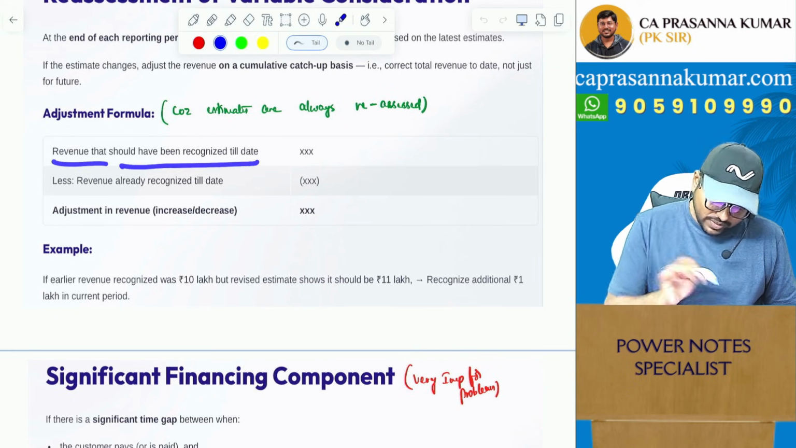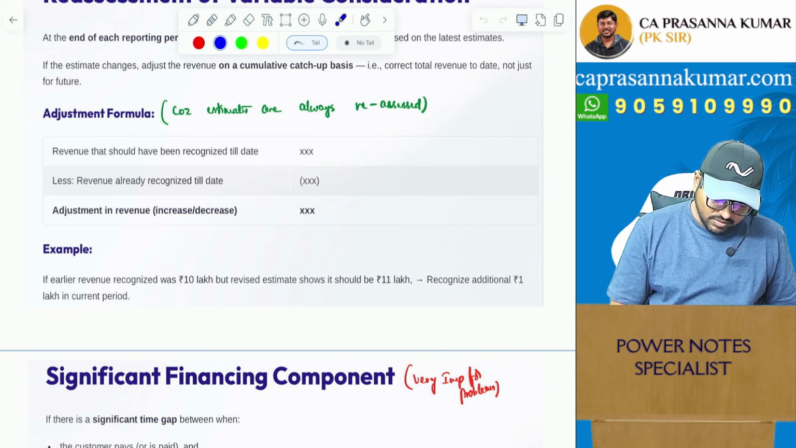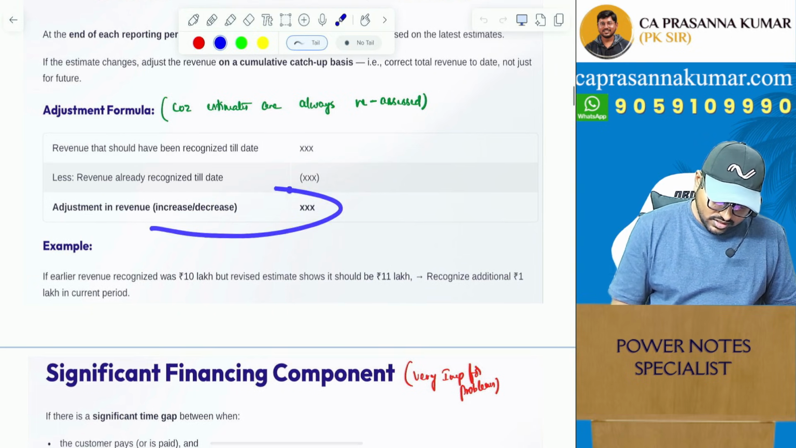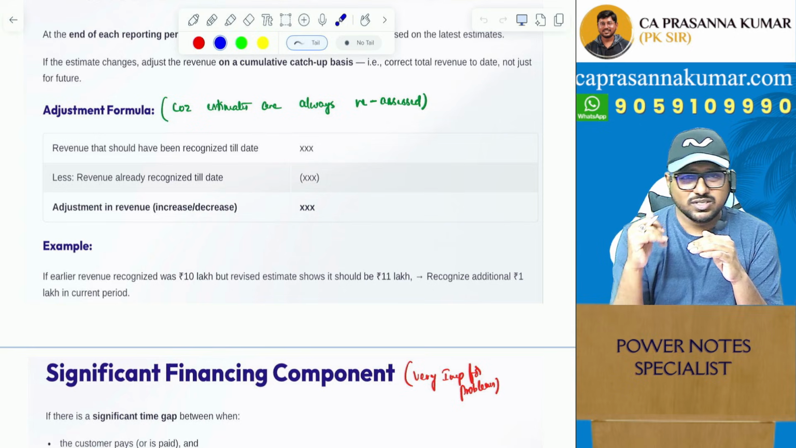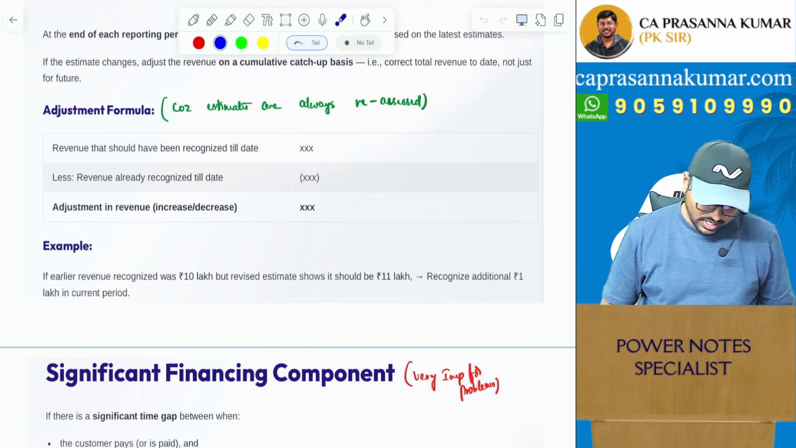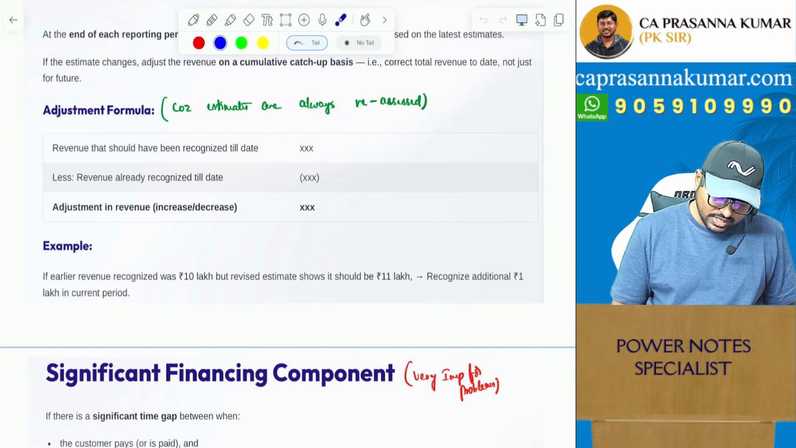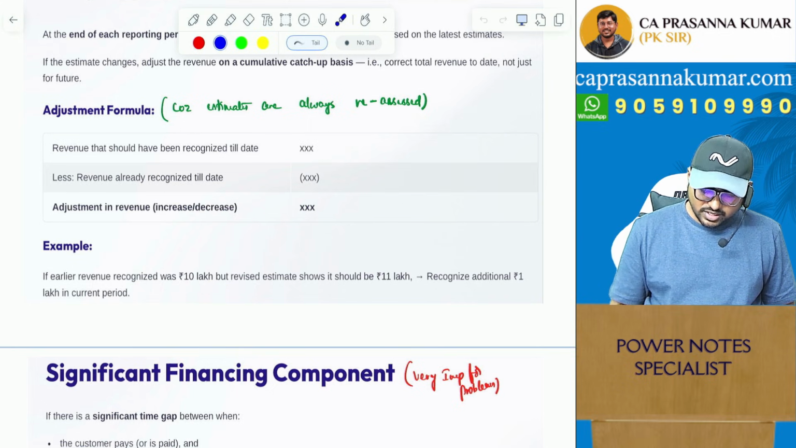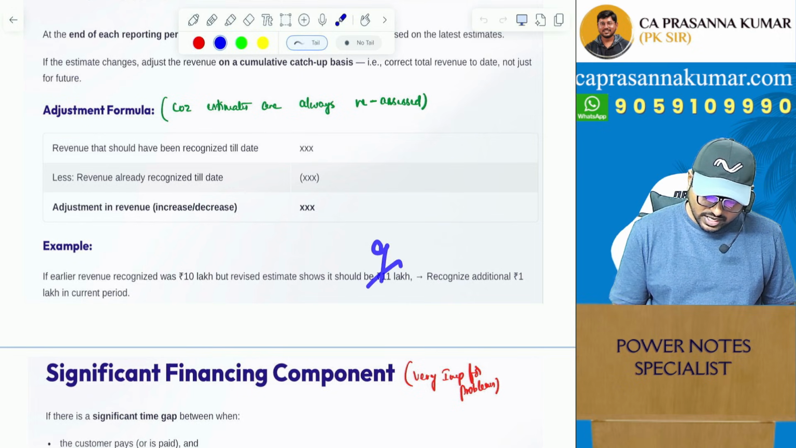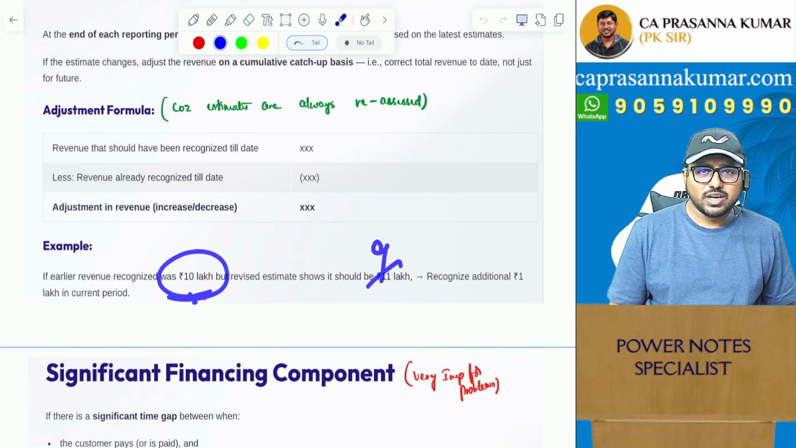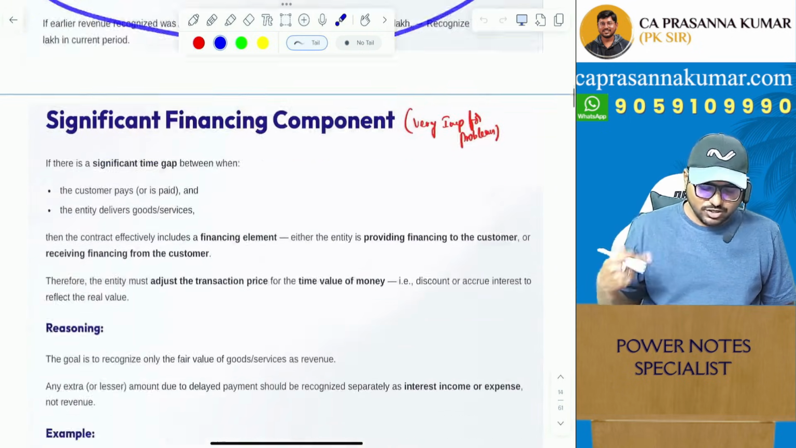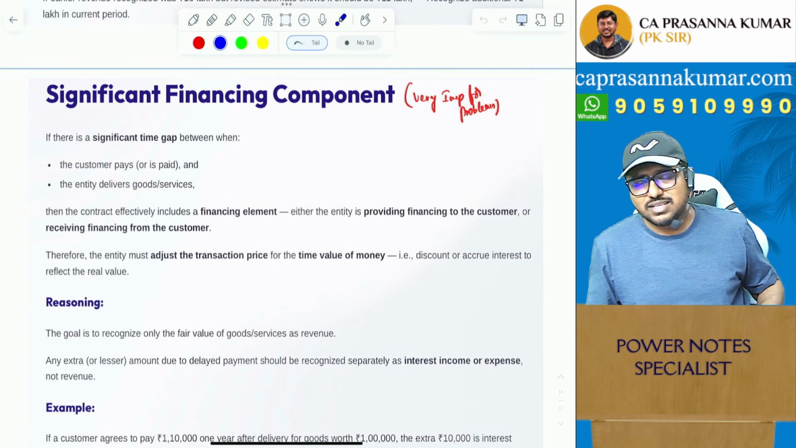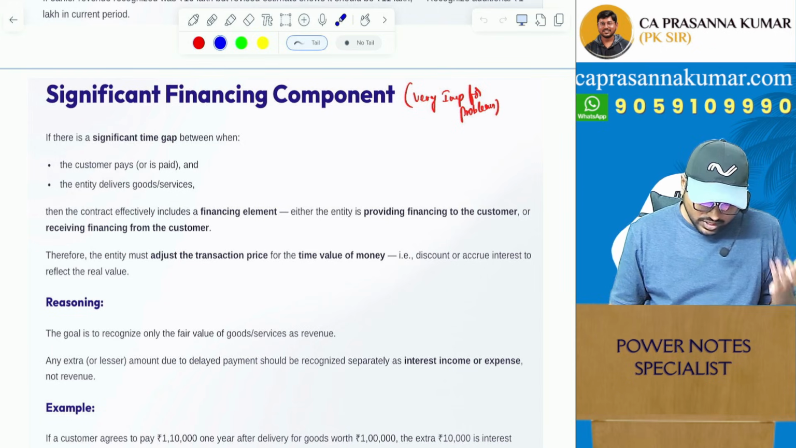Revenue that should have been recognized till date from day 1, minus whatever you have recognized till date, will be adjusted in revenue, which means either you will increase it or reduce it, which means you will reverse the revenue as well, as the case may be. Depends upon the scenario. Got it? For example, 10 lakhs is the revenue recognized, but you should have recognized 7 lakh. Then today you will recognize additional 1 lakh. That's all. Suppose it is 9 lakh, then you will reverse to the extent of 1 lakh and reduce the revenue. Simple. This is not that important, but just keep it in mind that you will reassess your variable component at the end of the reporting period. That's all. Not that important a point, but just for your information.